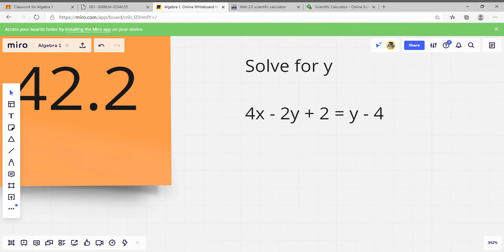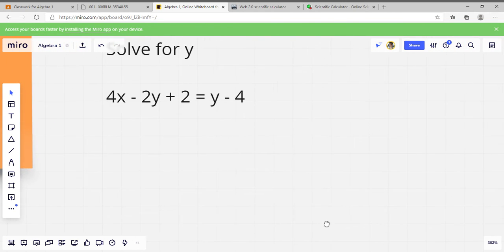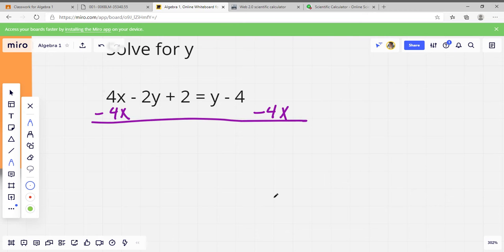Alright, let's do another one. This is 42.2, and we're solving for y again. So the first thing we're going to need to do is get rid of everything that's not y. So we've got an x term right here we have to get rid of, and a 2. So we're going to do minus 4x. We don't have any x's on this side that we can combine that with. Those cancel. Now we have negative 2y plus 2 equals y minus 4 minus 4x.